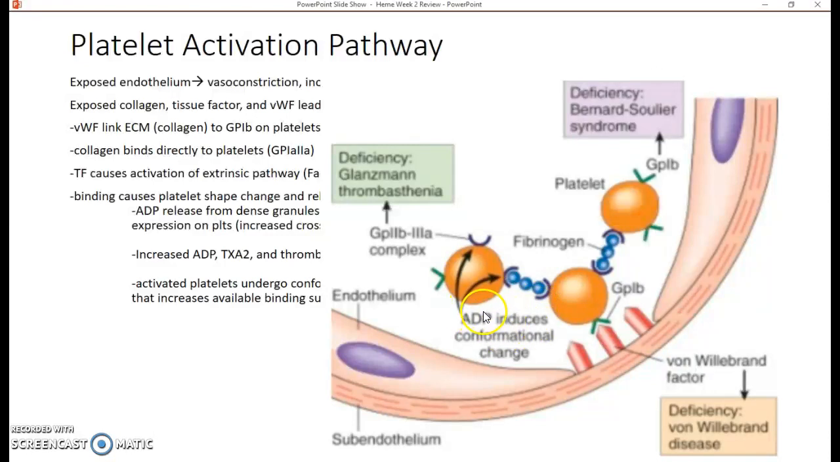ADP release from the dense granules causes this GP2B3A to be expressed. GP1B cross-links collagen in the basement membrane here via von Willebrand's factor. And you get a deficiency of GP1B in Bernard-Soulier, and in von Willebrand's disease you can get deficiency of von Willebrand's factor, which can be through a variety of mechanisms.